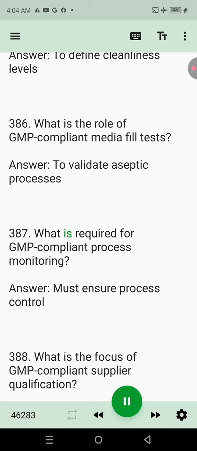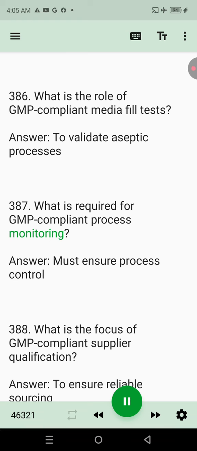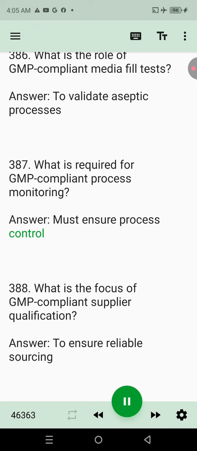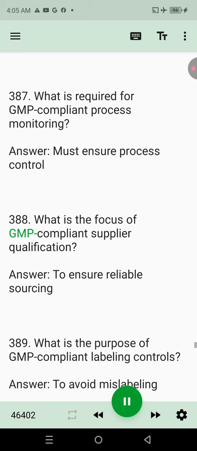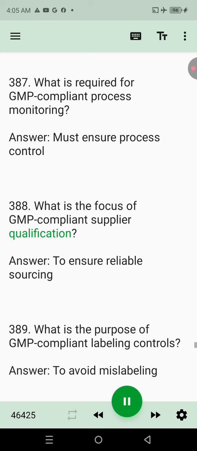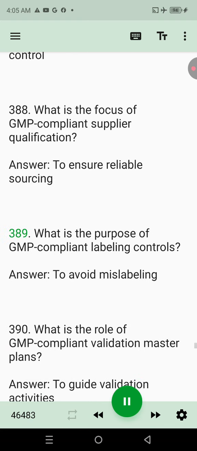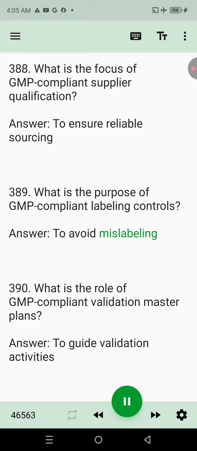387. What is required for GMP-compliant process monitoring? Answer: must ensure process control. 388. What is the focus of GMP-compliant supplier qualification? Answer: to ensure reliable sourcing. 389. What is the purpose of GMP-compliant labeling controls? Answer: to avoid mislabeling.